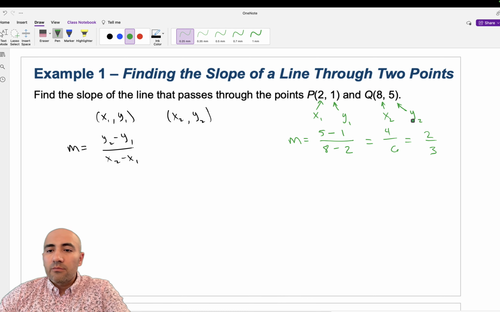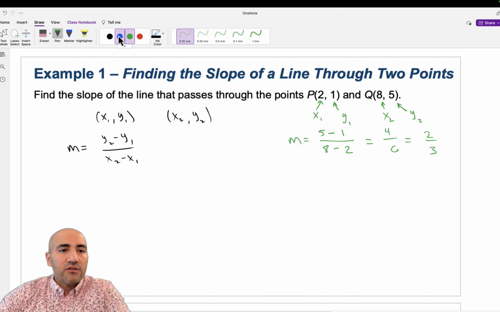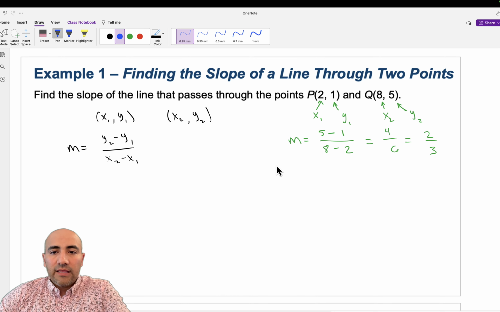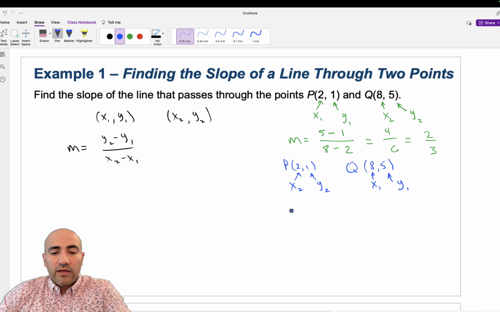Likewise, these numbers are arbitrary, so I could have done it this way. Let's do it the other way. If I decided to label it as, let's see, P is (2, 1), and Q is (8, 5), I could start over here and say, let's label this one x sub 1, let's label this one y sub 1, let's label this one x sub 2, and therefore this one y sub 2. Okay, so then when we come up with our slope, m equals y sub 2 minus y sub 1, and so if I stick to my little formula, then this becomes 1 minus 5.